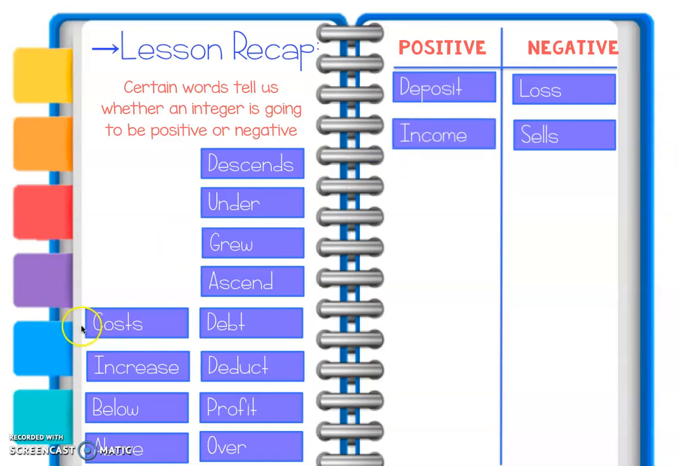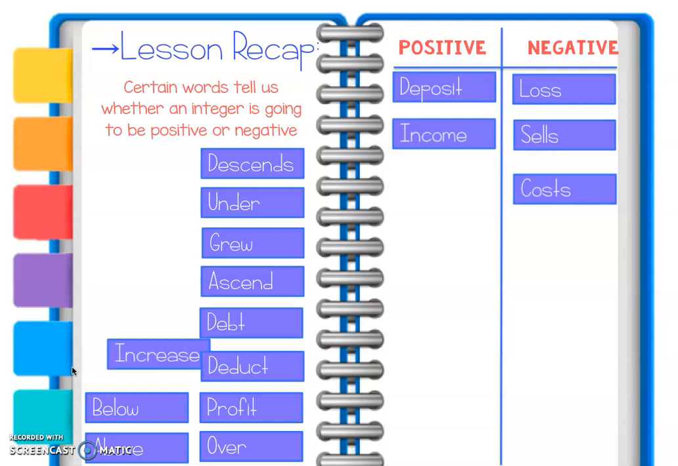Our next one is costs. If something costs us money, we're going to have to pay for it. We're giving that money away. We don't have it anymore. Therefore, it's a negative. Increase. Let's say a plant's height increased. It's going up. That's positive.